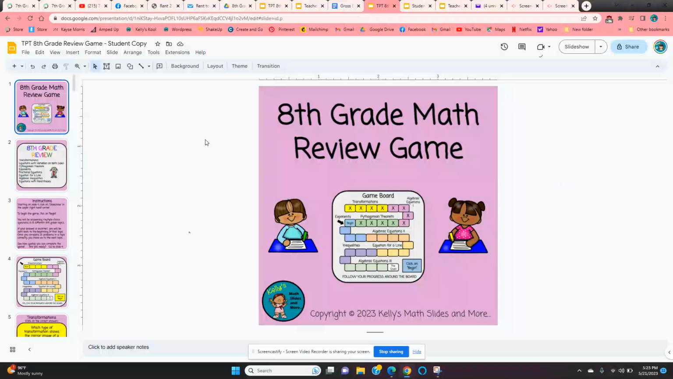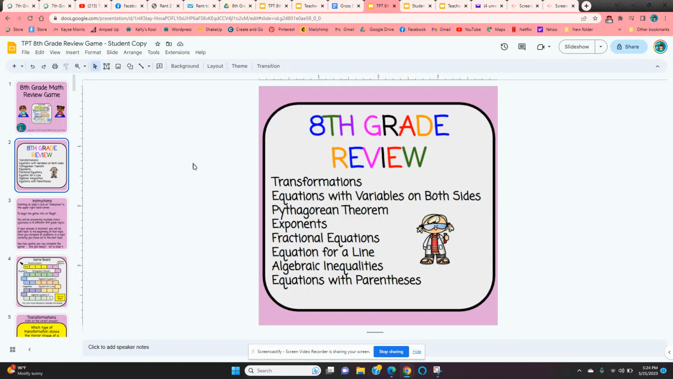Eighth grade math review game. This is a digital game that helps students practice their eighth grade math skills. And the skills it covers are transformations, equations with variables on both sides, Pythagorean theorem, exponents, fractional equations, the equation for a line, algebraic inequalities, and equations with parentheses.